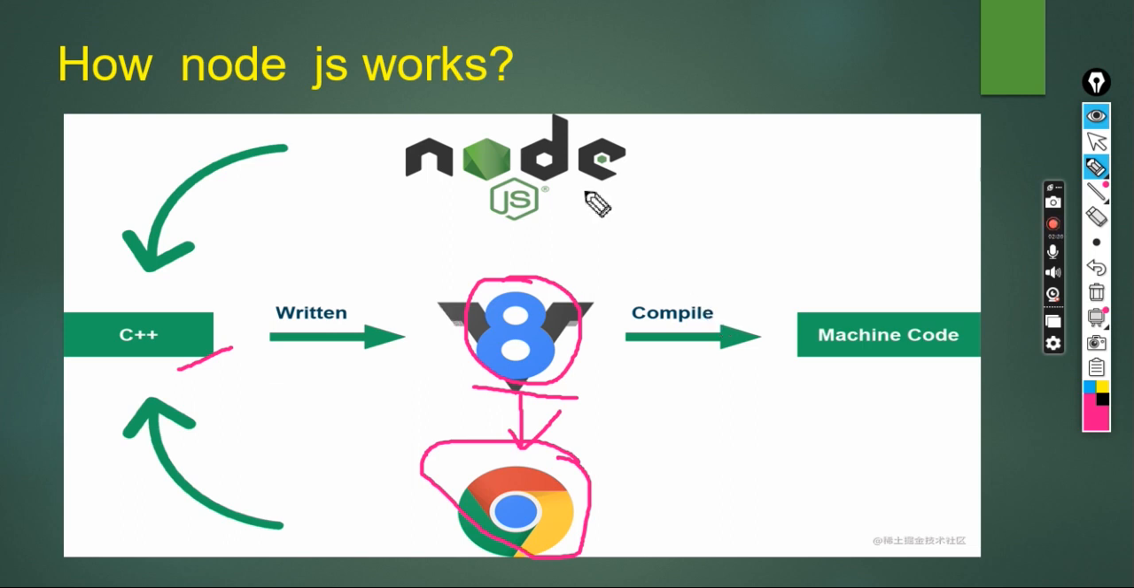Node.js works like this only. Node.js also takes the JavaScript code, converts it to machine code, and gives the output. So basically, what is Node.js? It is a JavaScript runtime environment.